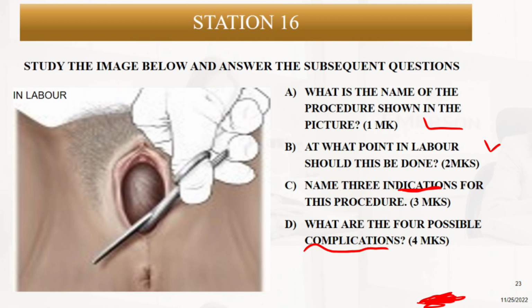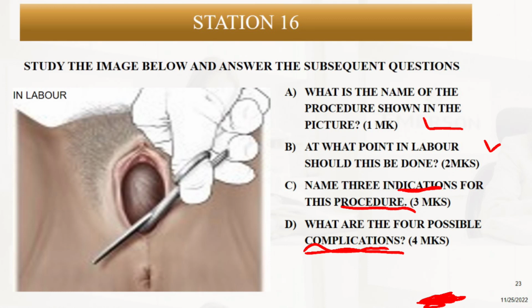So we are done with the indications, but these are not the complications of this procedure. Let's go to complications. We have wound dehiscence, and we have infection, for example. We have to specify which infection you are talking about, so we say wound infection.